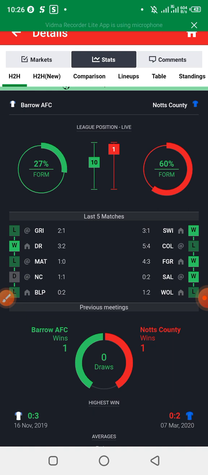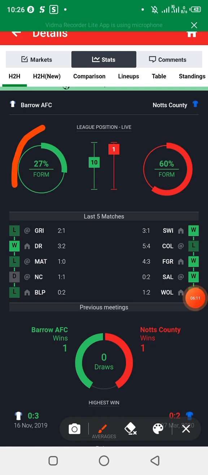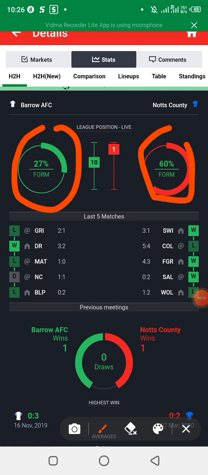The first thing you need to look into is the form. This is how I do it. I always check the home team form, and I must make sure that their form is lower than the away team form. For example, in the situation of Barrow FC and North County, you are going to see that the home team has 27% form and the away team has 60% form. So this is a perfect game I always make use of, because the home team is not in form and the away team is in form.